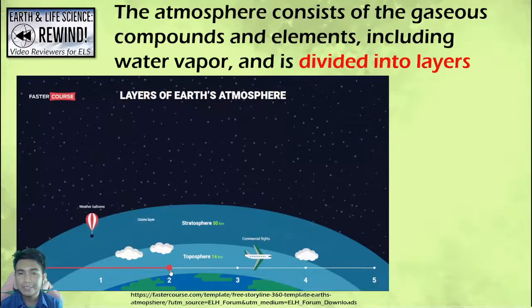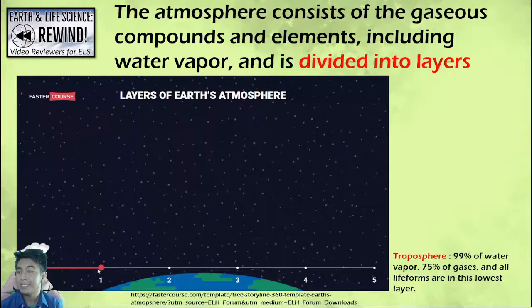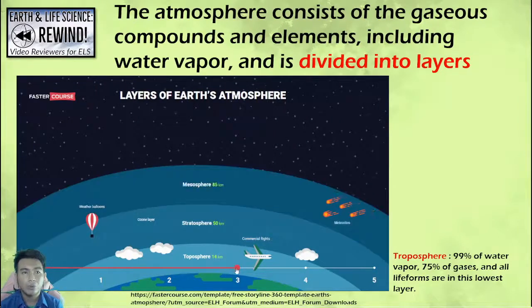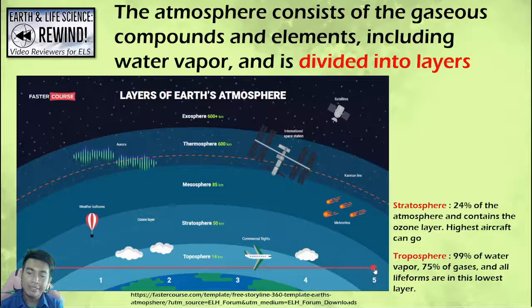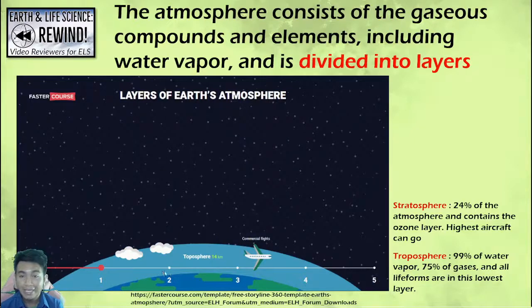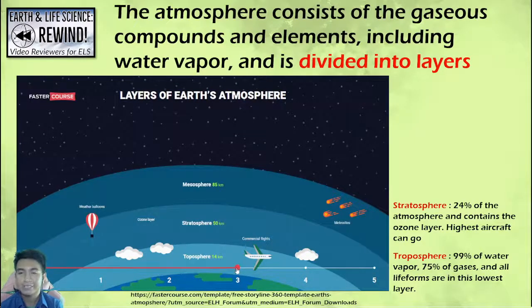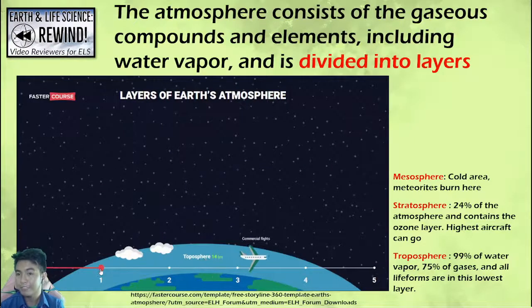The atmosphere consists of layers that divide it, with the troposphere being the heaviest and the lowest, and where weather disturbances occur. Storms and rain happen in the troposphere. The stratosphere is where the ozone layer is, and that's actually the highest any aircraft can go. Jet planes can go the highest in the stratosphere. The mesosphere is a cold area wherein meteorites burn.